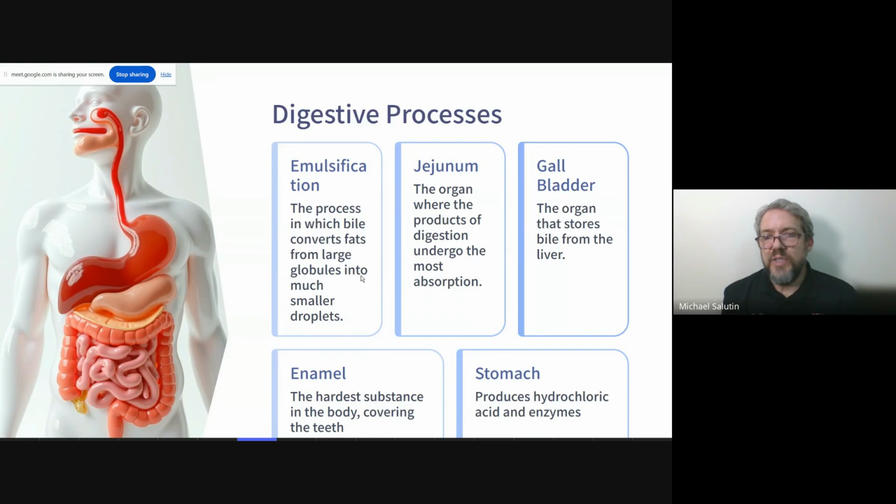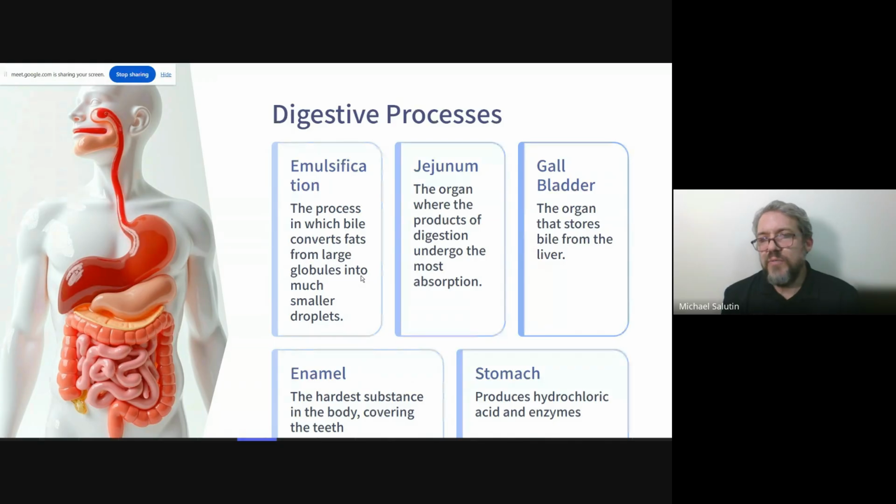The next definition we need to know is jejunum. The jejunum is part of your small intestine, and it's the organ where the products of digestion, meaning the fully broken down amino acids, the simple sugars, and the lipids, which have been broken down now into glycerol and fatty acids, undergo the most absorption. So at this point, basically the final simplified products are being absorbed into the bloodstream through the walls of the small intestine. And that happens in the section called the jejunum.